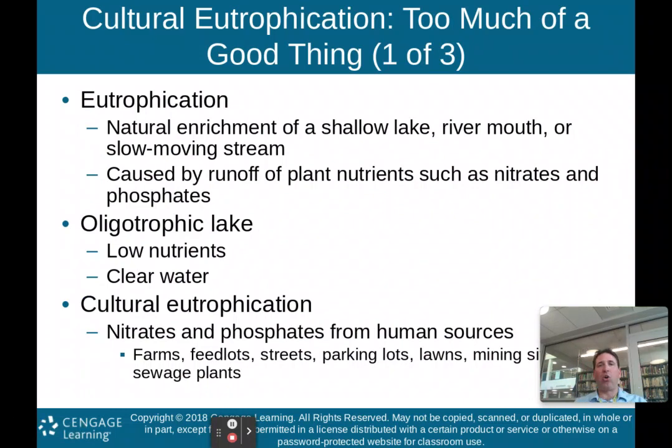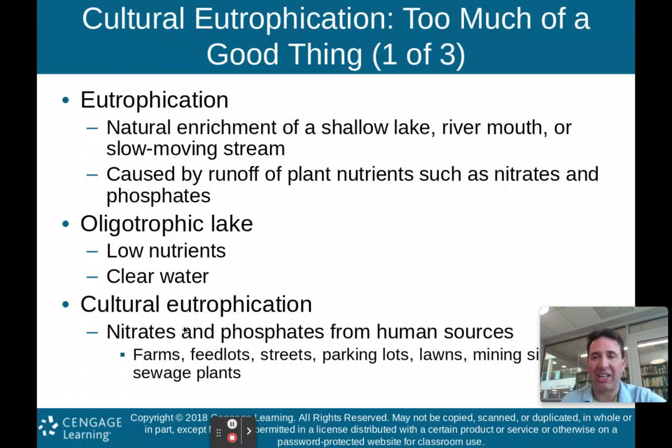So let's talk about cultural eutrophication. We have talked about this a bunch in this class, so hopefully this is going to be a review for you. They call it too much of a good thing. Again, what is eutrophication? It's the natural enrichment of a shallow lake, river mouth, or slow-moving stream caused by runoff of plant nutrients such as nitrates and phosphates. Now remember, an oligotrophic lake has few nutrients and clear water, but now you put a lot of nutrients in, and unfortunately now you get eutrophication to occur, because you have high nutrients, and that causes the algae to bloom, right?